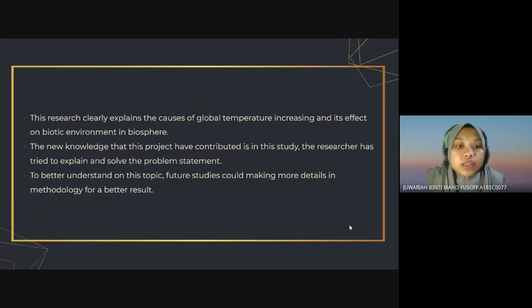This research clearly explains the causes of global temperature increasing and its effect on the biotic environment in the biosphere. The new knowledge that this project has contributed in this study is that the researcher has tried to explain and solve the problem statement. And last, to better understand this topic, future studies could make more details in the methodology for a better result.